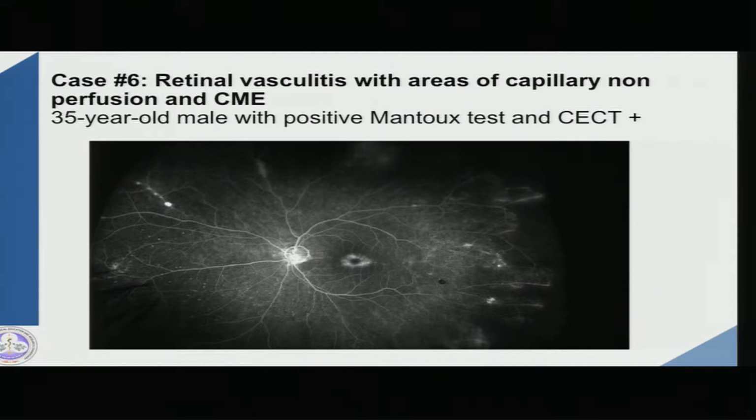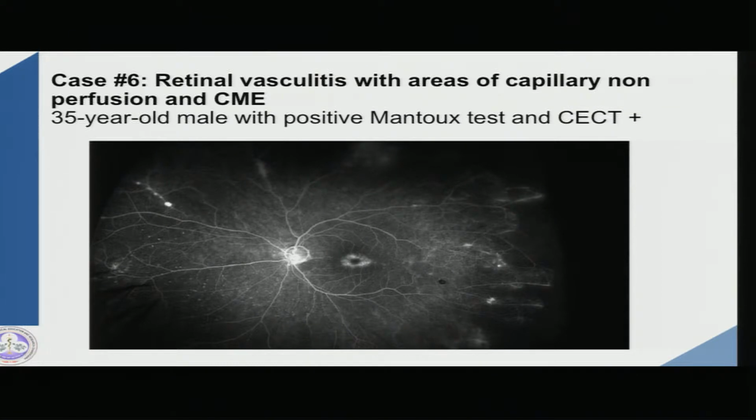In patients with retinal vasculitis, like this 35-year-old man who has a positive Mantoux test and lymph nodes on CT scan of the chest, you can look at the number of pathologies looking at this single picture. For example, you know that this patient has significant amount of cystoid macular edema. There is presence of neovascularization which is in the far upper nasal periphery, and you have significant amount of non-perfusion which can be seen in the temporal periphery.